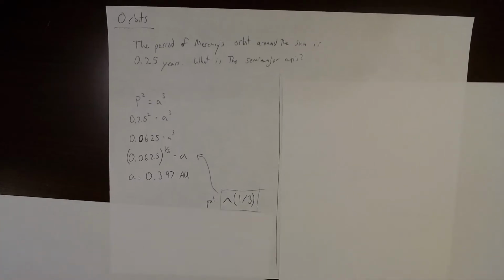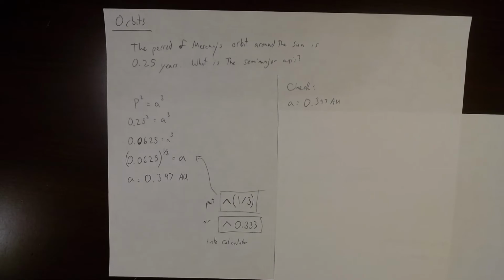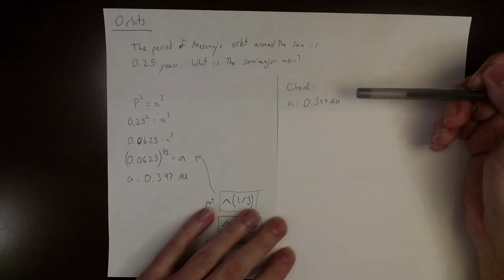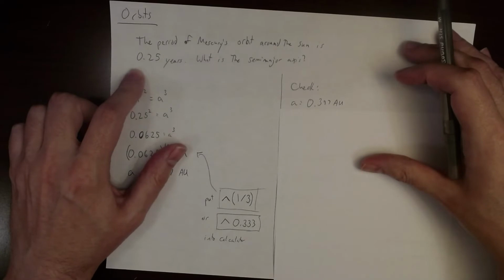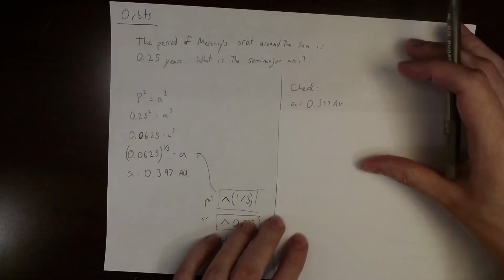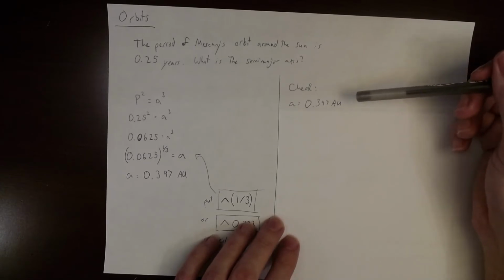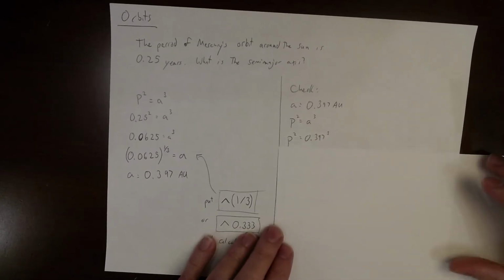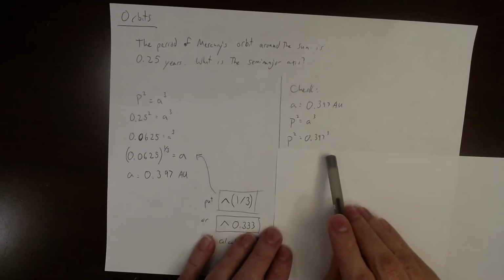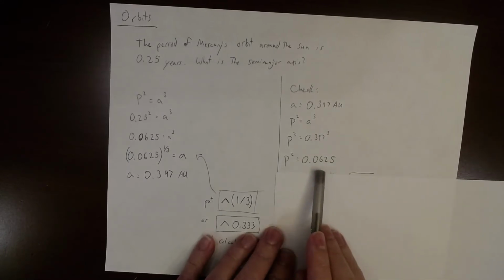There's another way of doing this, which is really just working in reverse and checking what we've already done. So let's assume that we did not originally know the period of Mercury's orbit, and we wanted to figure that out. But we did know that the semi-major axis was 0.397 AU. Let's remember our equation, p squared is equal to a cubed. So p squared is equal to 0.397 cubed. P squared is equal to 0.0625.